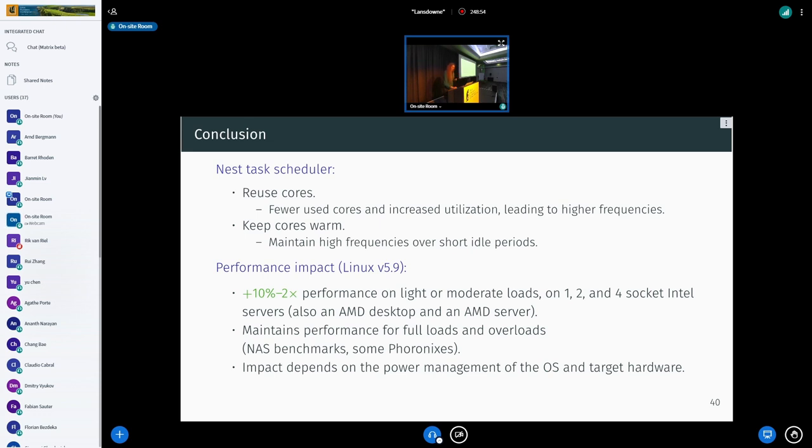And we've tried a whole bunch of different kinds of machines for that. And we maintain the performance for applications that use the entire machine all the time. And as we showed on the previous slide, the impact of all of this depends on the actual power management strategy of the operating system and the hardware. It was designed to cooperate with how things worked in 5.9, but if more recent versions don't respect that, then we don't get all the benefit we hope for. And everything is publicly available, all the tools, everything to make the graphs and so on. So, thank you.